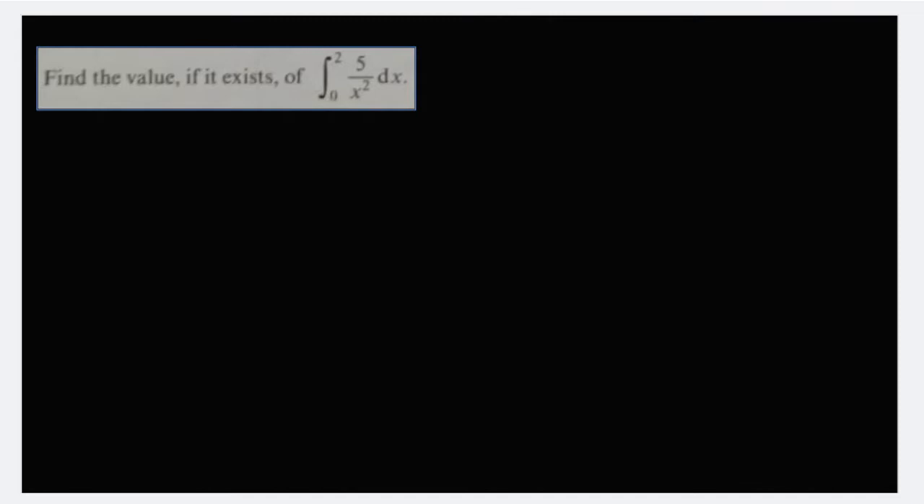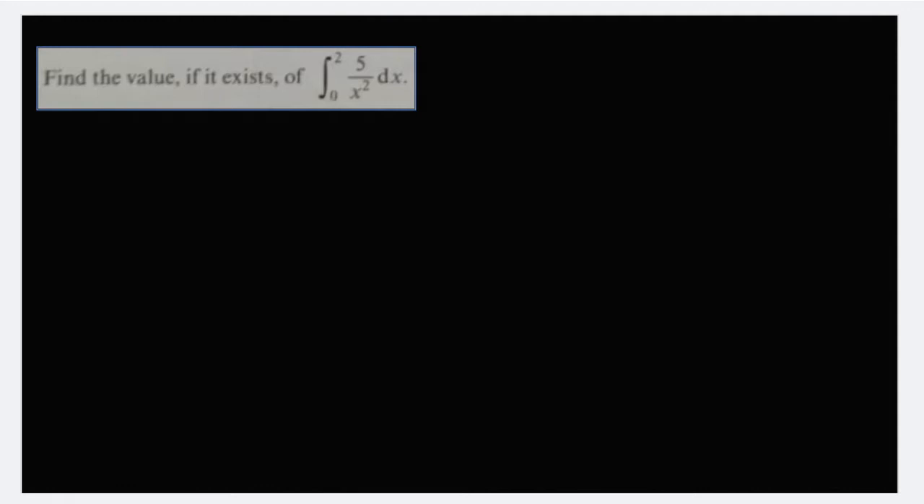Improper integral, type 2, example number 1. Suppose we have this given problem: find the value, if it exists, of the improper integral from 0 to 2 of 5 over x squared dx.